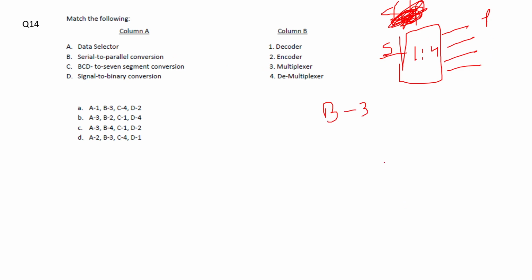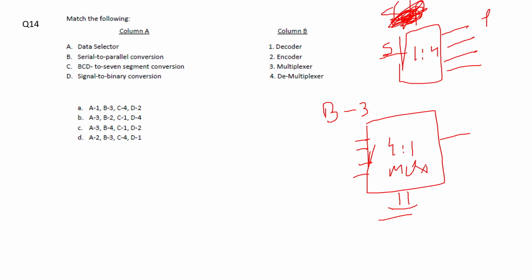Data selector is simply mux, that is parallel to serial. We have 4 data lines and we select one of the inputs based on the configuration of the select lines. So this is a 4:1 mux, and this will be your data selector, and it also does parallel to serial conversion. So data selector is A, and that is your mux. So A is your mux, this should be B4.